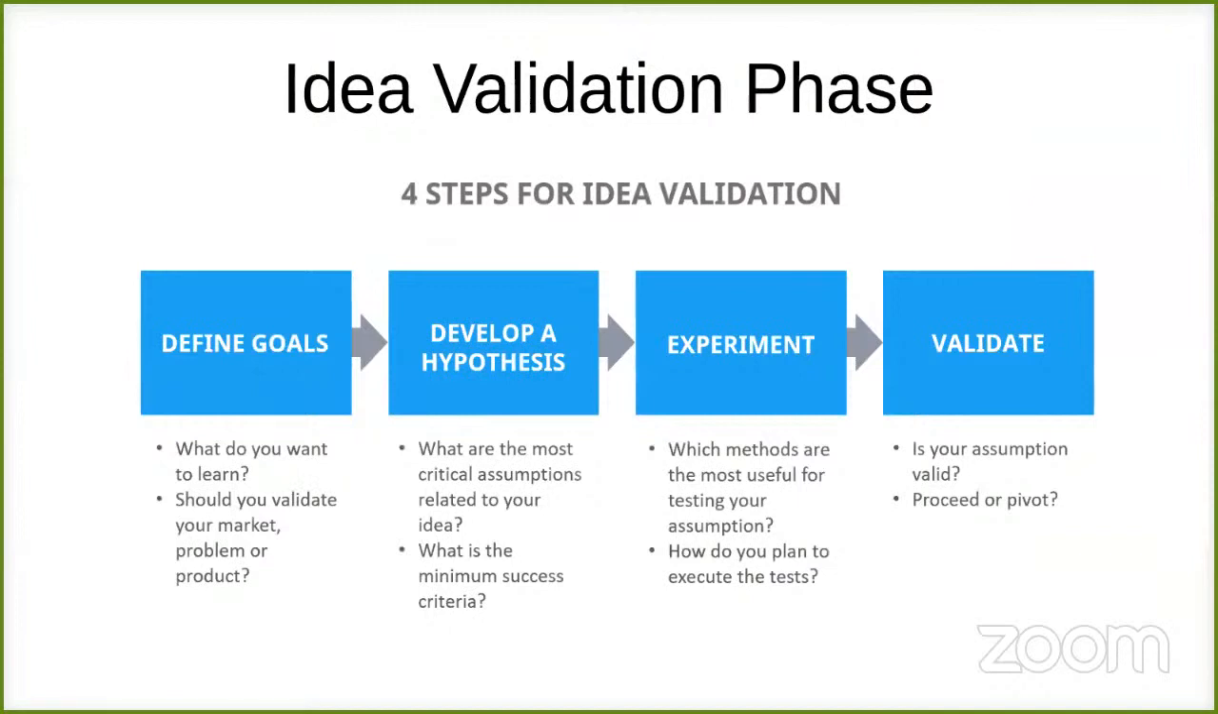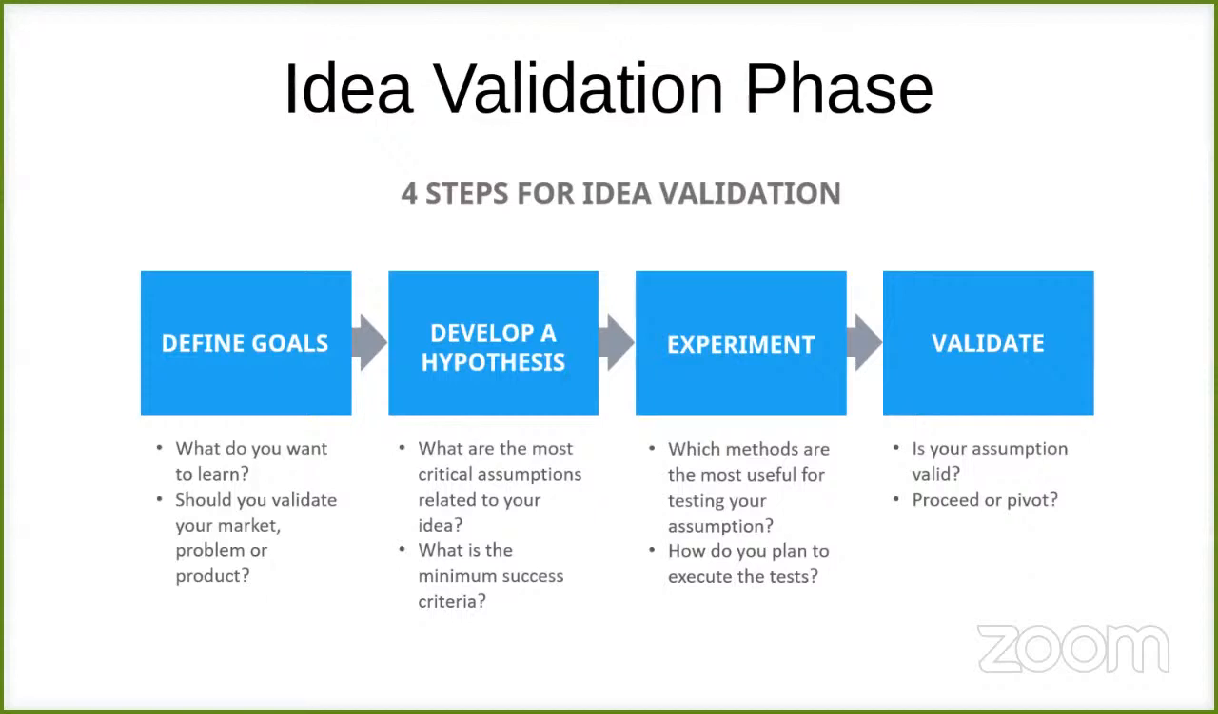So when you talk about the validation phase, I think there are 4 steps for any idea validation. You define the goals. What do you want to learn? Should you validate your market, a problem or a product? Ultimate goals have to be defined by you as a developer. Then you develop a hypothesis. Hypothesis is some sort of an assumption. What are the most critical assumptions related to your idea? What is the minimum success criteria? And then you do an experiment.